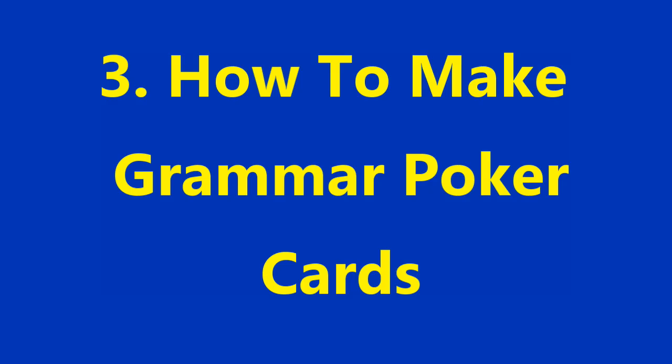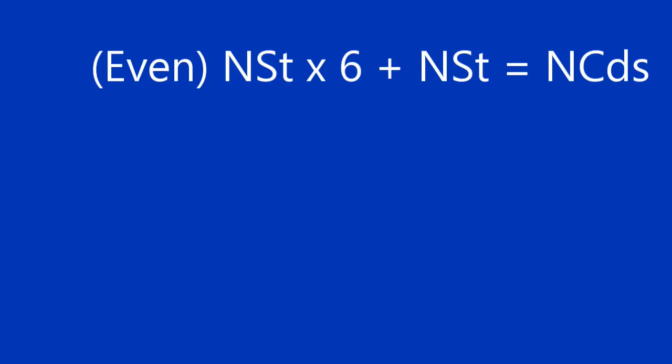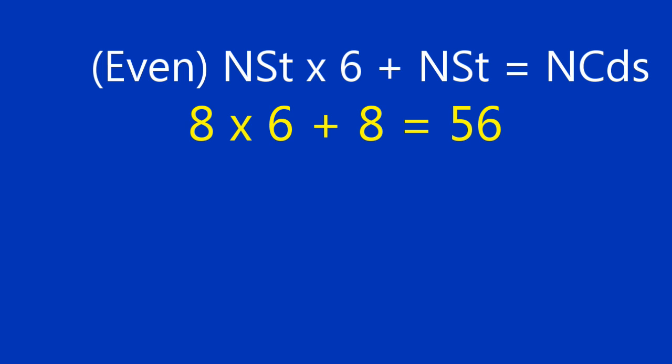And now let's learn how to calculate the number of cards and how to make them. This is how you can calculate the number of cards necessary for your group. If the number of students in your group is even, then you should multiply the number of students by 6 and add the number of students. For example, if there are 8 students in your group, then you should multiply 8 by 6 and add 8. 56 cards are necessary for this group.